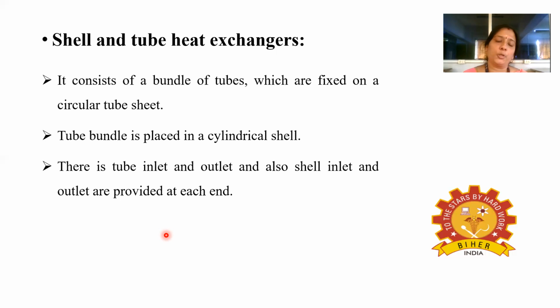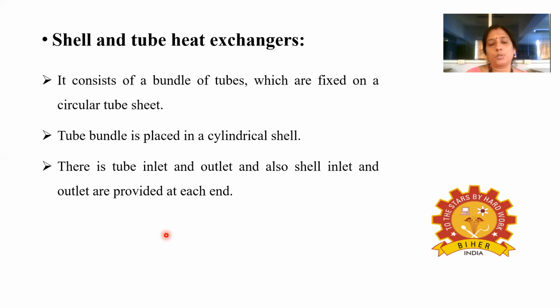So more number of tubes will be fixed in the tube sheets, and this tube bundle will be placed in the cylindrical shell. There will be the cylindrical shell. Inside the cylindrical shell, this bundle of tubes will be inserted, and there will be the tube inlet and the outlet to supply the liquid, or to supply the steam.